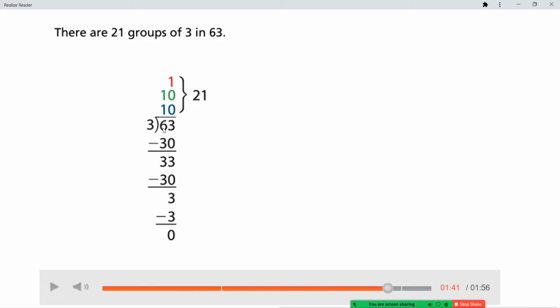So these numbers on top are called partial quotients. They took apart the 63, they broke it into 30 and 30 and 3, and figured out how many groups of 3 were in each one of those. So in 30, there are 10 groups. In the other 30, there were another 10 groups. And in the last group of 3, there was 1 group.